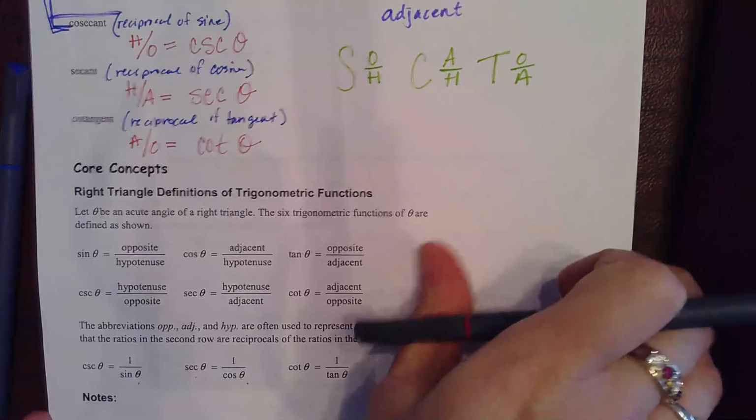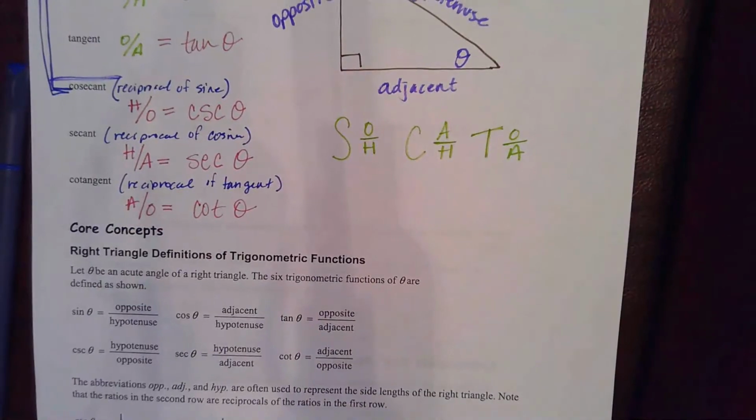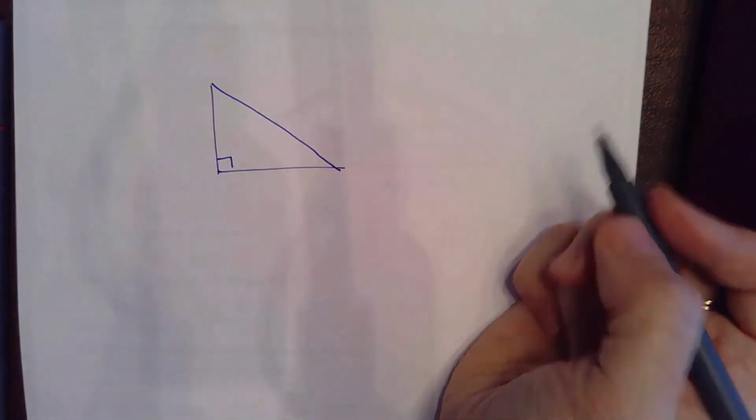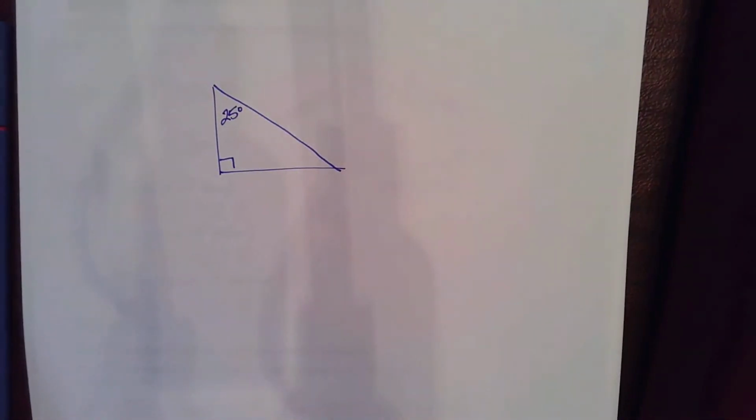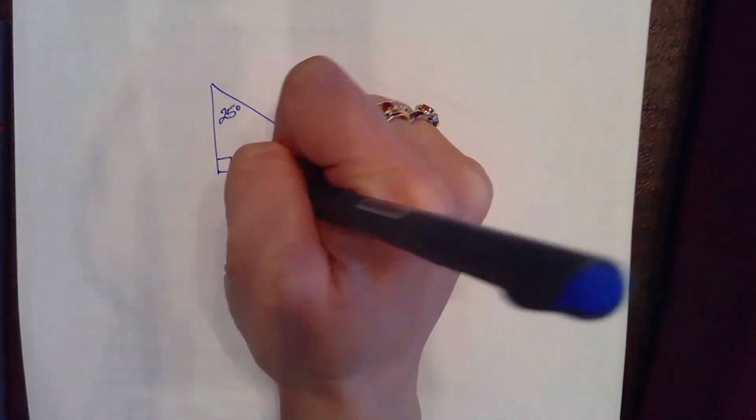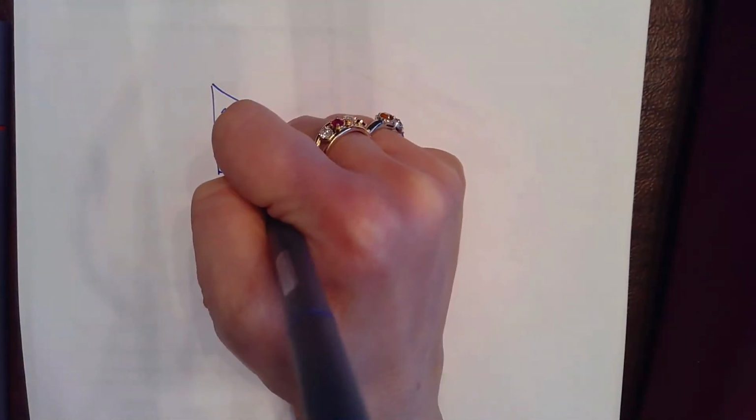Okay, so how we use this, and I'm just going to go on a little bit of a tangent here. I'm going to grab a sheet of paper. What you probably did in your glory days of geometry: you had a right triangle, and then you were probably given one of your acute angles. For example, you might have been given 25 degrees. And then you might have been given that this side is 12 and this is x, and you were told to solve for x.